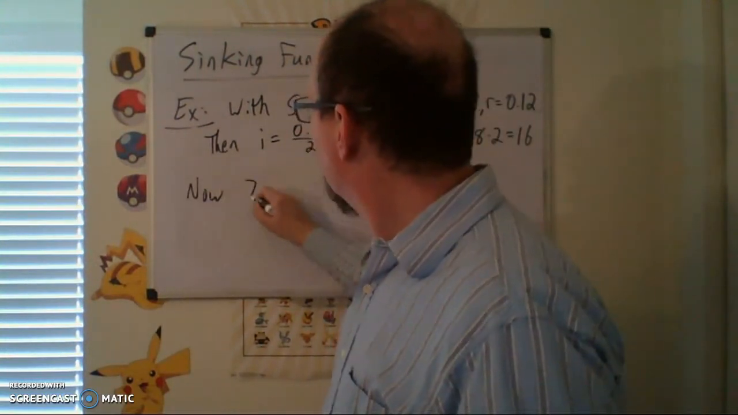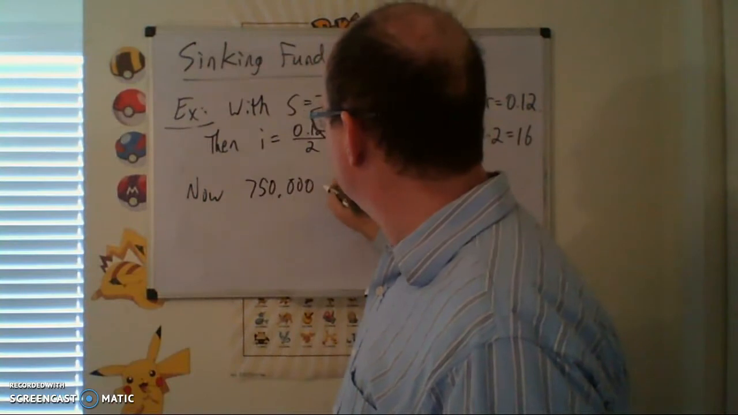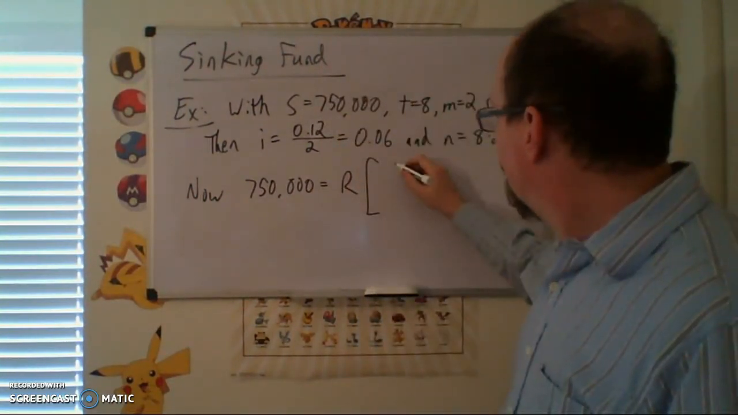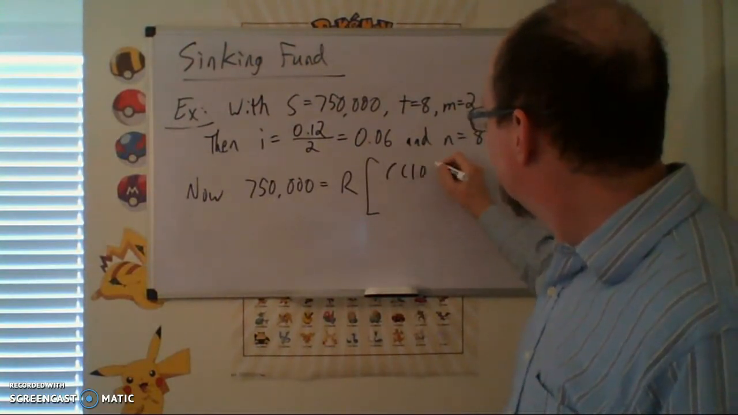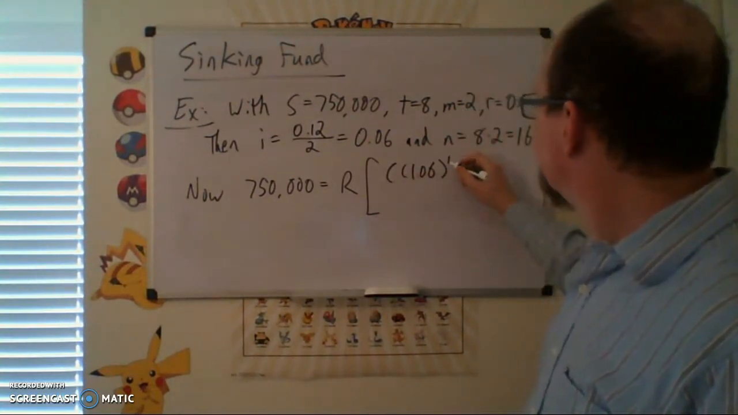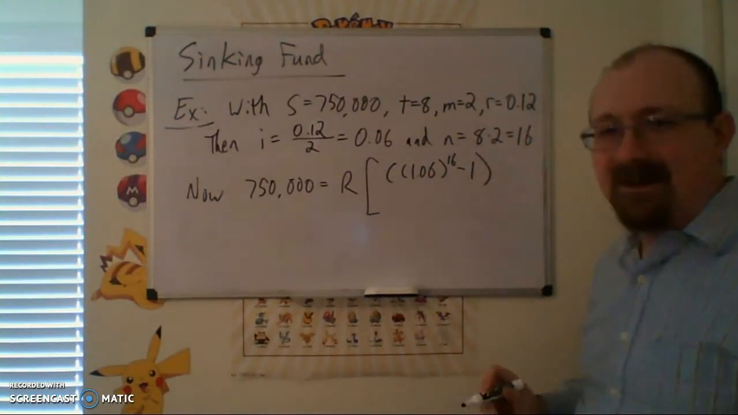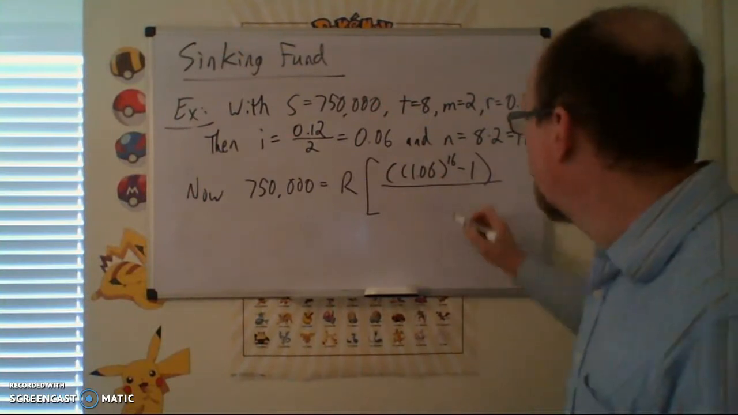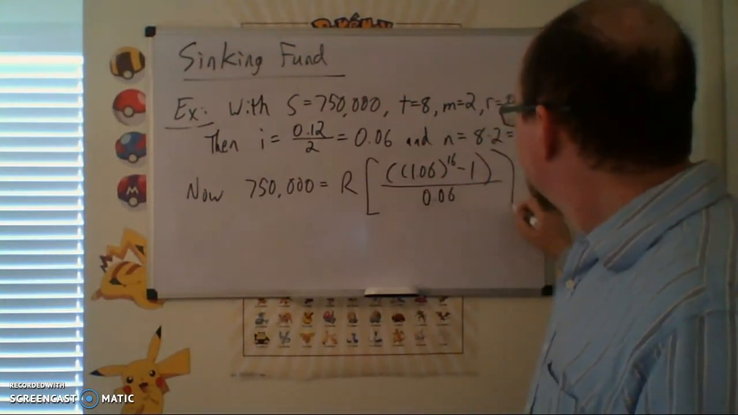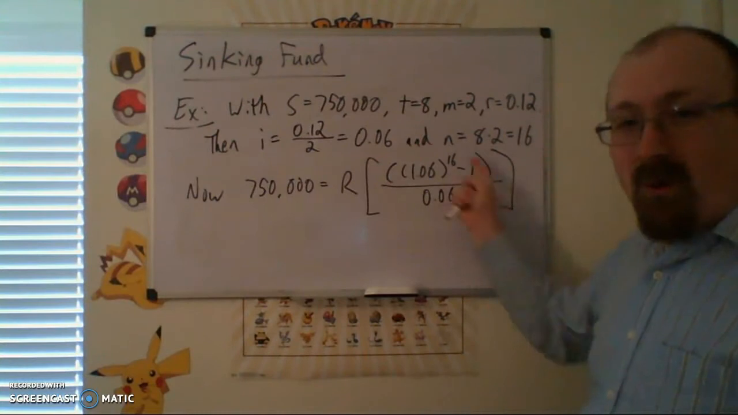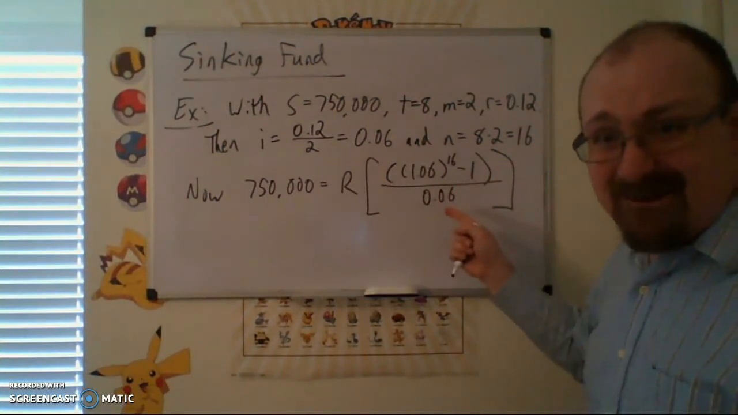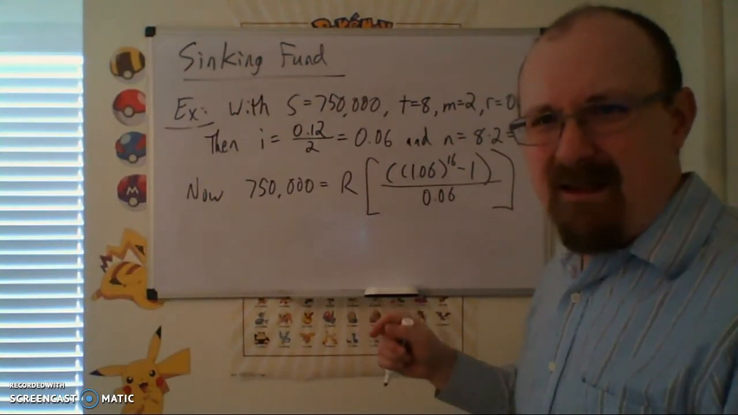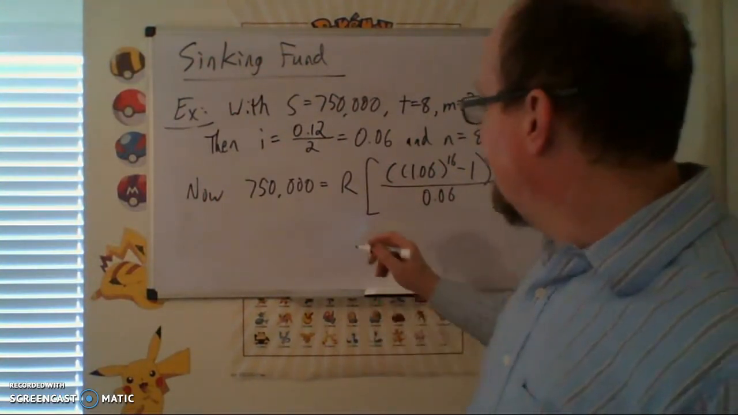So we know our future value we're shooting for. We don't know R. We've got 1 plus i, 1.06, to the 16th minus 1. Again, those parentheses up top just to make sure that you're putting in your calculator appropriately. Divided by 0.06 down below. Again, we can arithmetic the heck out of this thing. I got 25.6725.